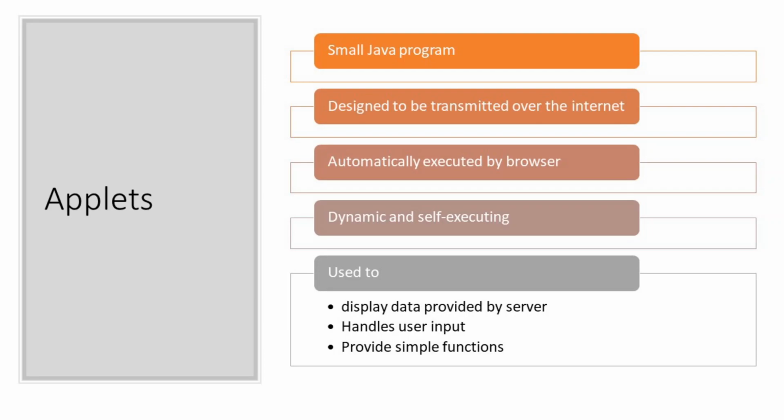Consider an example. If you're downloading a code, the code is in its passive state, that is, a non-executing state, but if it is executing, the code gets into its active state. So applets are generally used to display the data provided by the server. It handles the user input or provides simple functions.